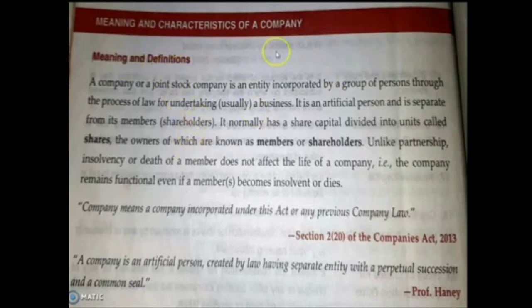Here is the meaning and definition of a company. Children, we have studied that a company is an artificial person created by law, and its members, who are also known as shareholders, take a share in this company. The share capital of the company is divided into small units, which are known as shares. Let us see one of the definitions of a company. A company is an artificial person created by law, having a separate entity with perpetual succession and a common seal.